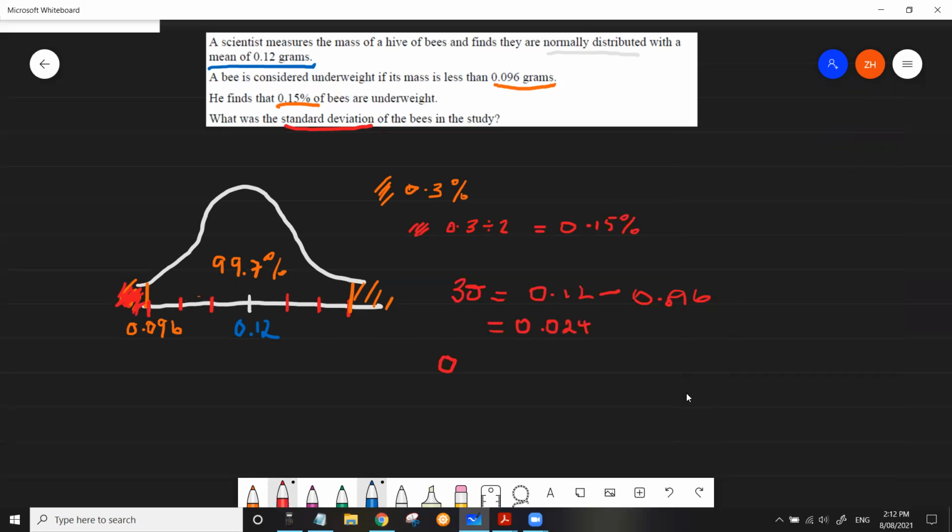So then dividing by 3 will give us 1 standard deviation. So that's going to be 0.008. Now, this question here was actually a multiple choice question. It's come from a past trial paper. So this would be a 1-mark question, and this value here was one of our 4 options.